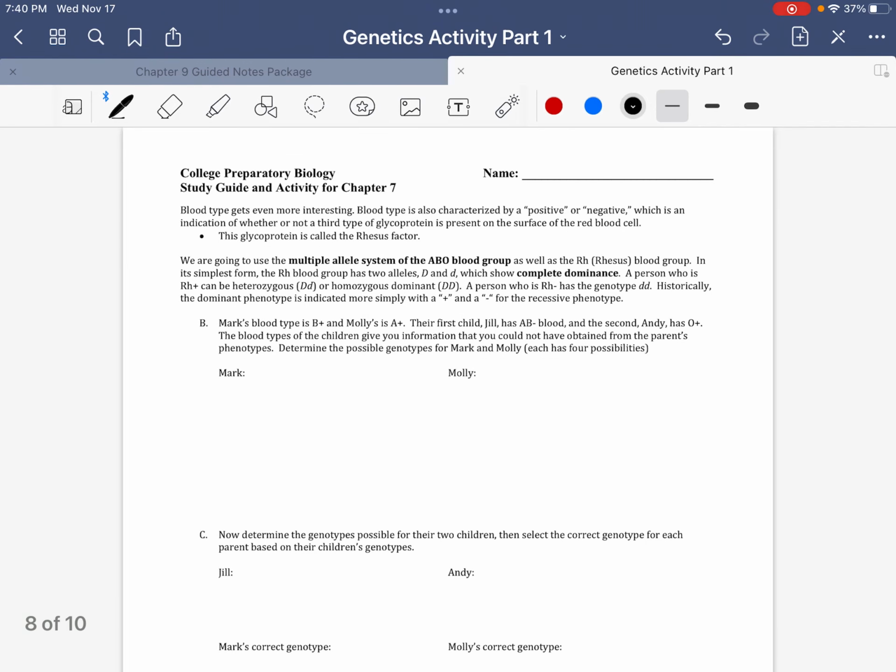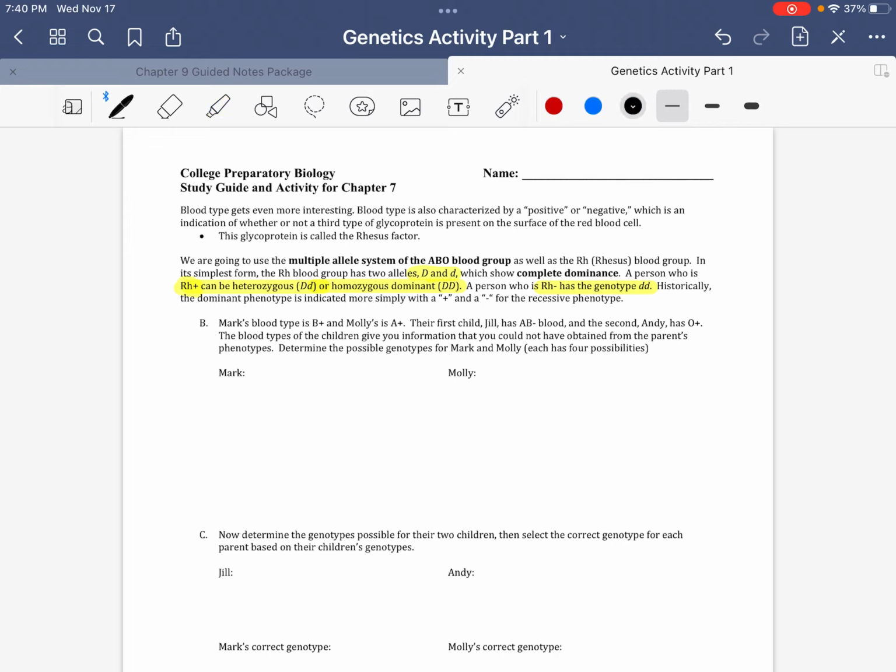For the Rh factor, we're using a different set of alleles. We're using the letters D for this. So Rh positive can be heterozygous, big D, little d, or homozygous, big D, big D. Rh negative person has to have little d, little d.